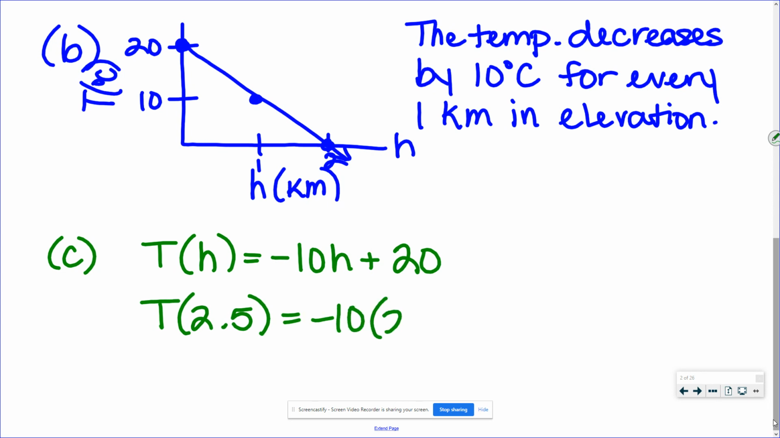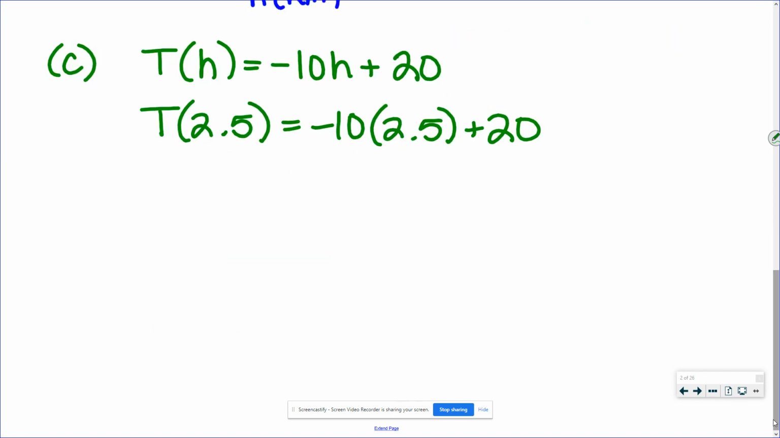Feel free to use a calculator if you need one. Okay, plug in 2.5 and do the math. So we would get negative 5 degrees Celsius would be the temperature there.